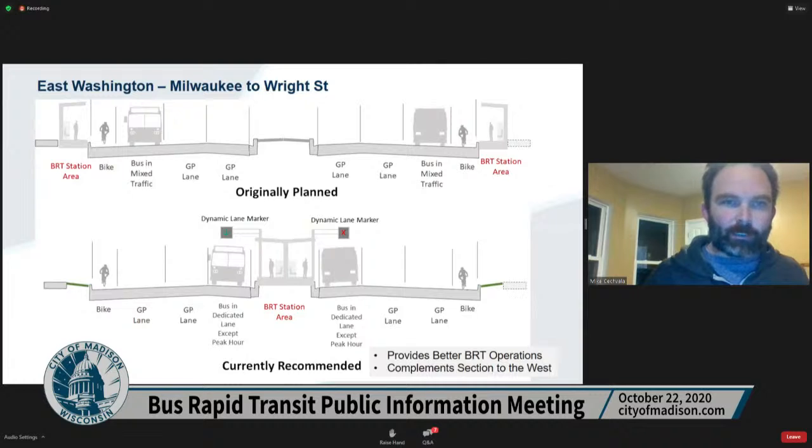Okay, so here's the cross section. Originally planned on top, our original plan was to keep buses in mixed traffic on the curb side with split one station in each direction. The currently recommended cross section on the bottom would be 2 general purpose travel lanes in each direction and a bus only lane in the middle. And then during peak periods in the peak direction, so westbound in the morning, eastbound in the afternoon, we would sign those lanes to be general purpose and open to the general public to provide the capacity that we would need.